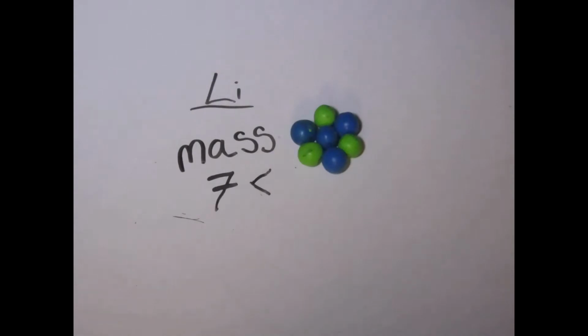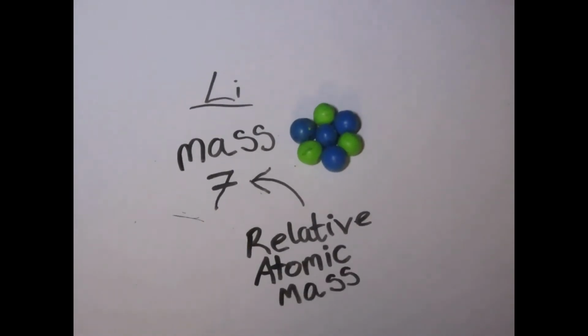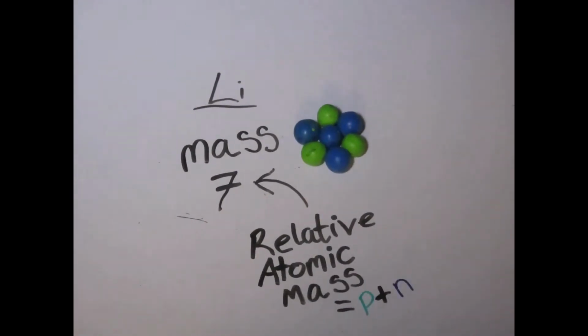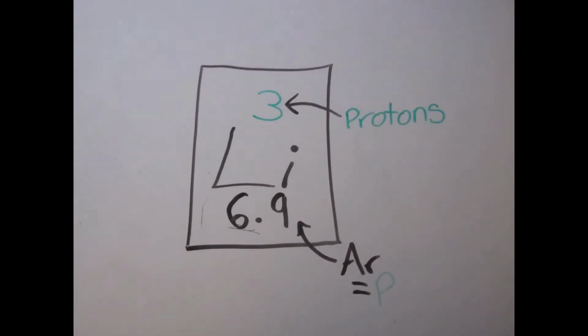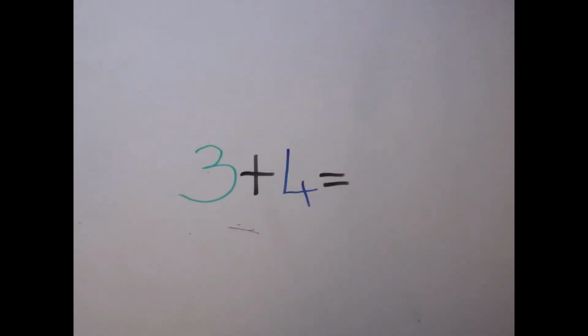So lithium has a mass of 7. This is called the relative atomic mass. It's made up of the total protons and neutrons. Electrons are too small to really count. But hang on. If we look at the periodic table, yes, we see lithium has 3 protons, but it has an atomic mass of 6.9. 3 and 4 equals 7. So where's the 6.9 come from?